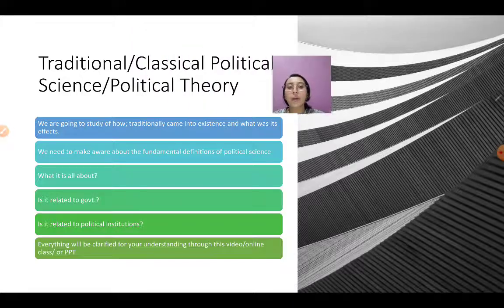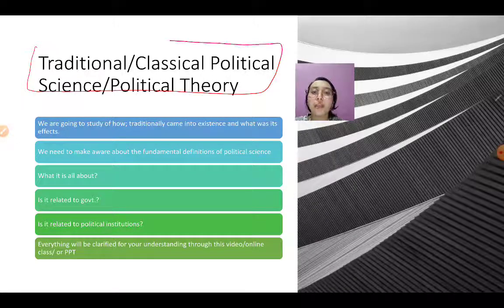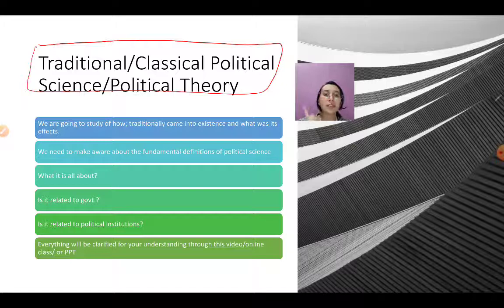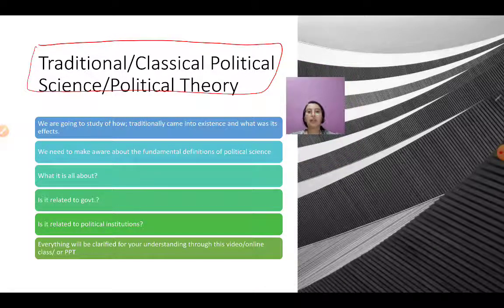So let's talk about traditional, classical political science, or political theory. Don't be confused with these words, okay? It's just a single concept, and it has multiple names, because as the study of political science gradually developed, different scholars came in and gave a name according to their preferences. So kindly don't be confused regarding this topic.